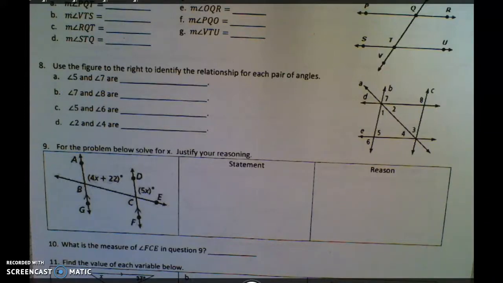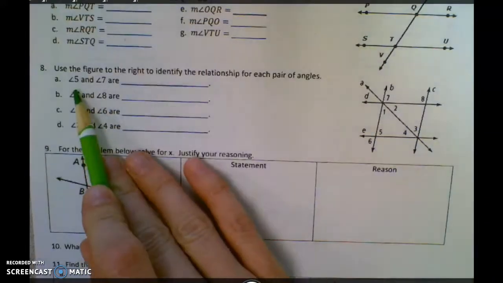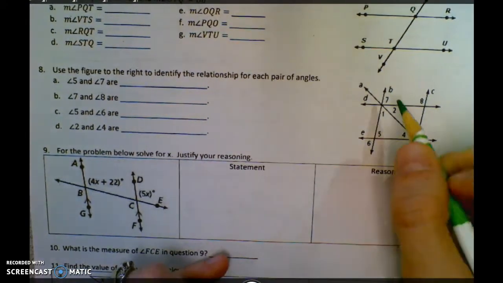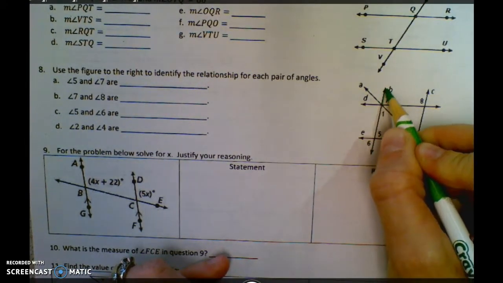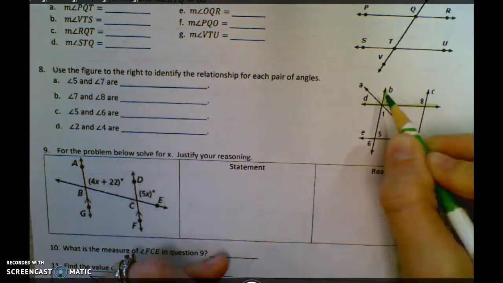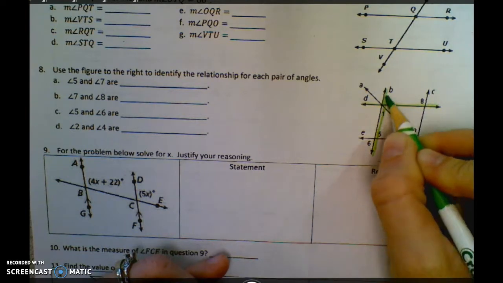Hey guys, looking at number 8. First one's talking about angles 5 and 7. So a lot of this picture is useless. Angle 7 uses line B and that's a D, B and D. So I'm going to trace those because that's important information.